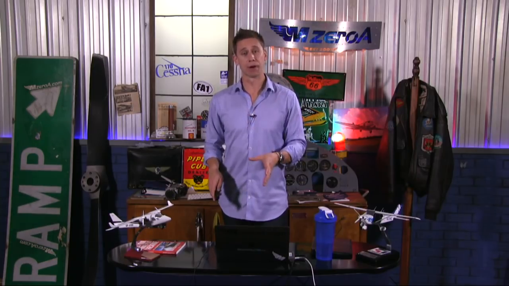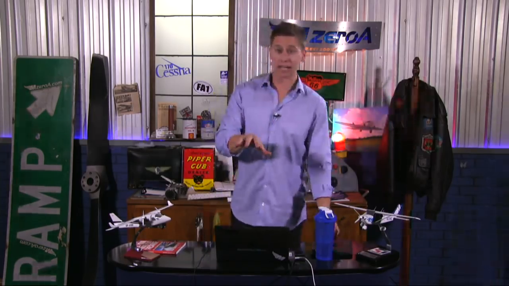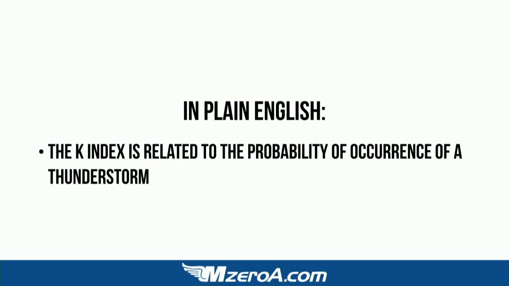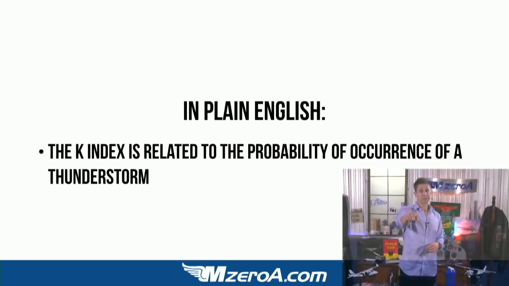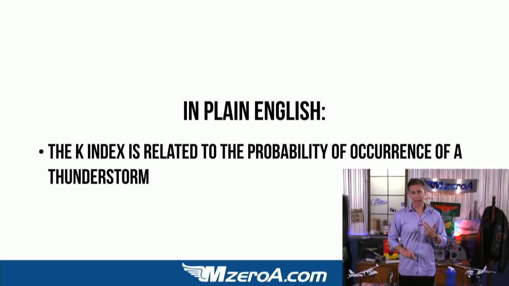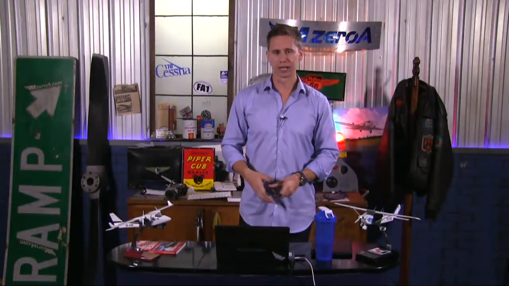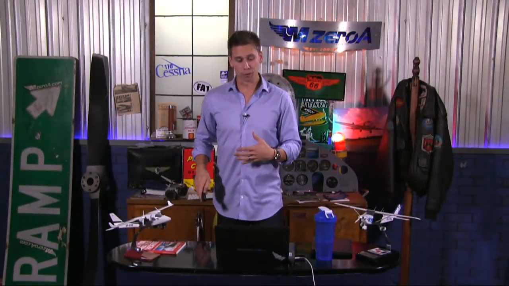If I had to summarize that, if I had to put that in plain English, something I want you to write down or take a screenshot of, this is it right here. The K-index is related to the probability of occurrence of a thunderstorm. Yes, it has everything to do with stability and lapse rate and everything like you mentioned in here. Great answers. But if you had to summarize it in plain English, the K-index is related to the probability of occurrence of a thunderstorm. That's the kind of stuff we're looking for, that's what we're really after.